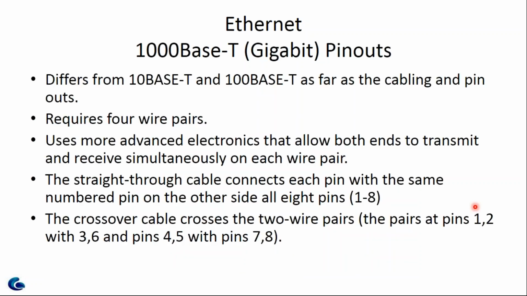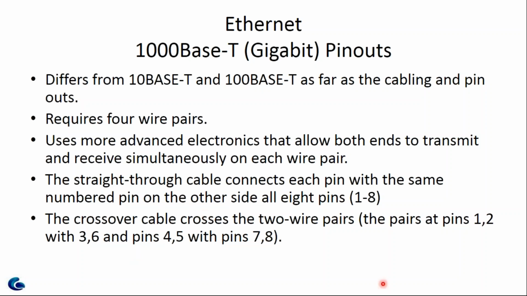Now if it's a question of 1 gigabit, then I use 8 wires. Remember that was for 100 megabits, okay? But this is for 1 gigabit, I use 8 wires. So 1 and 2 and 3 and 6 will remain as they are, but they are joined by 4 and 5 and 7 and 8. So it requires 4 wire pairs, and they use more advanced electronics that allow both ends to transmit and receive simultaneously on each wire pair. So that's what it is there.